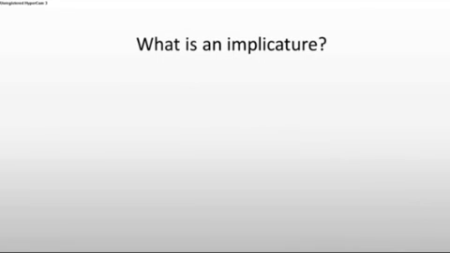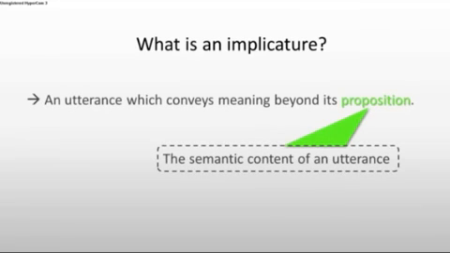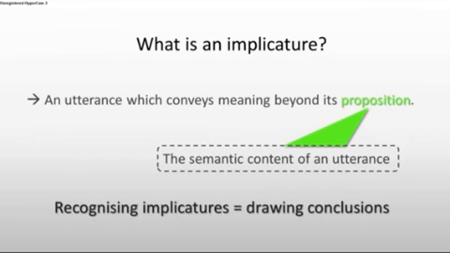An implicature is an utterance which conveys meaning beyond its proposition. And there we have yet another word we have no clue about. A proposition refers to the semantic content of a sentence. Anyway, whenever we use an implicature, it's like we can draw a conclusion from what is said and therefore deduce more meaning than is actually encoded.